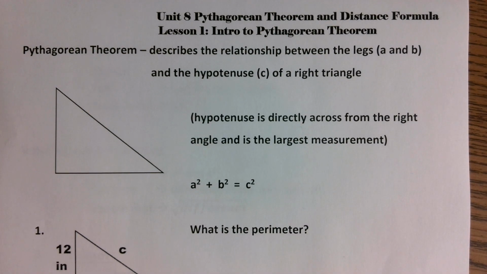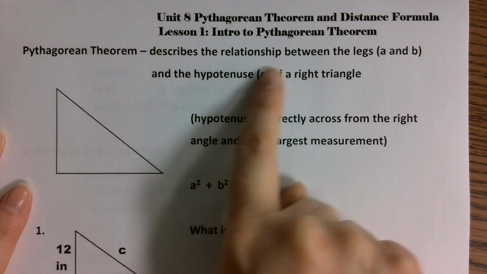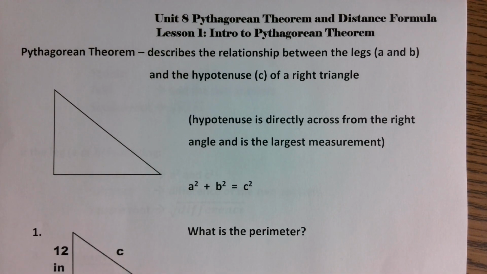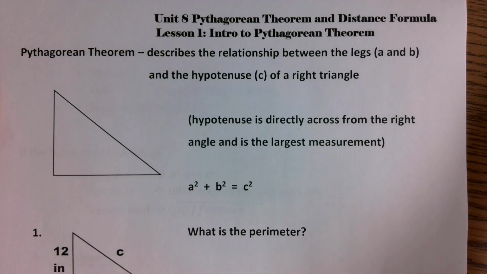All right, so like I was saying before, the concept of the Pythagorean theorem all relates back to right triangles, only right triangles. If it is a right triangle, it must satisfy the Pythagorean theorem formula. If it is not a right triangle, it will not satisfy the formula. So what the Pythagorean theorem does is describe a relationship that exists between the legs of the triangle and the hypotenuse of a triangle. That's a tricky word. Just make sure that you understand what it is.